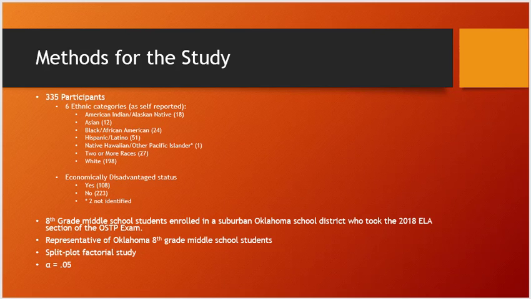So the population was 8th grade middle school students enrolled in a suburban Oklahoma school district who took the 2018 ELA section of the Oklahoma State Testing Program for Families exam. The intention was to find a representation of Oklahoma's 8th grade middle school student population. For the study, I used a split plot factorial design with alpha set at 0.05.